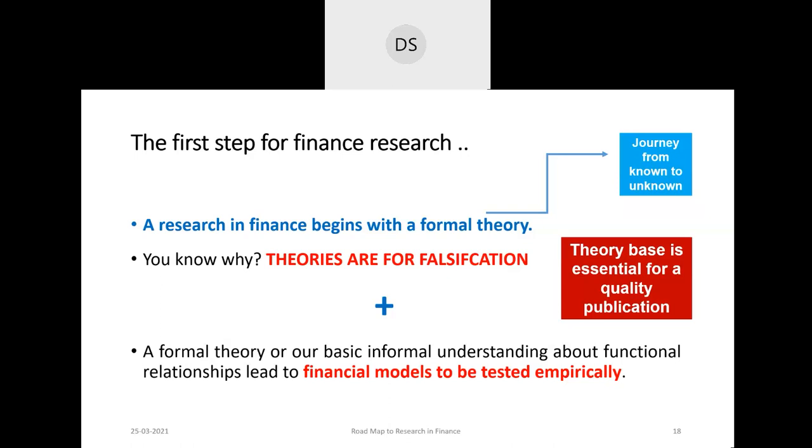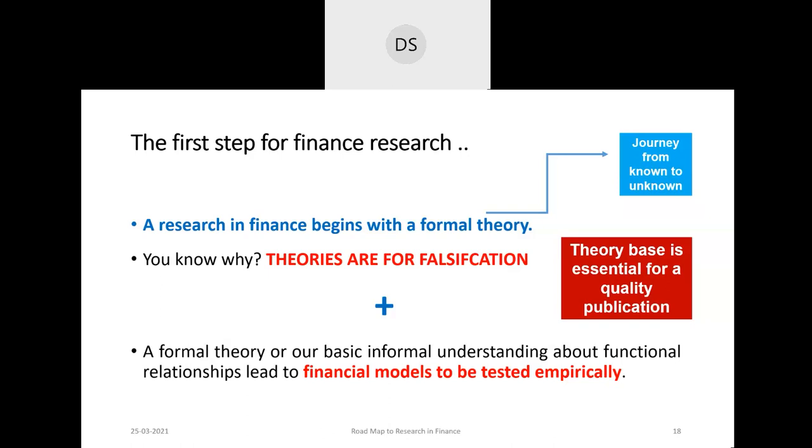So when you go for publication in finance or wherever it may be, you must be very careful. A strong theory basis, a theory, what I mean is, the existing body of knowledge is housing. That is what the theory is. It doesn't mean that something is to be labeled with the nomenclature theory, in inverted commas. No, it means that a relationship is already established. A theory base is essential for a quality publication.